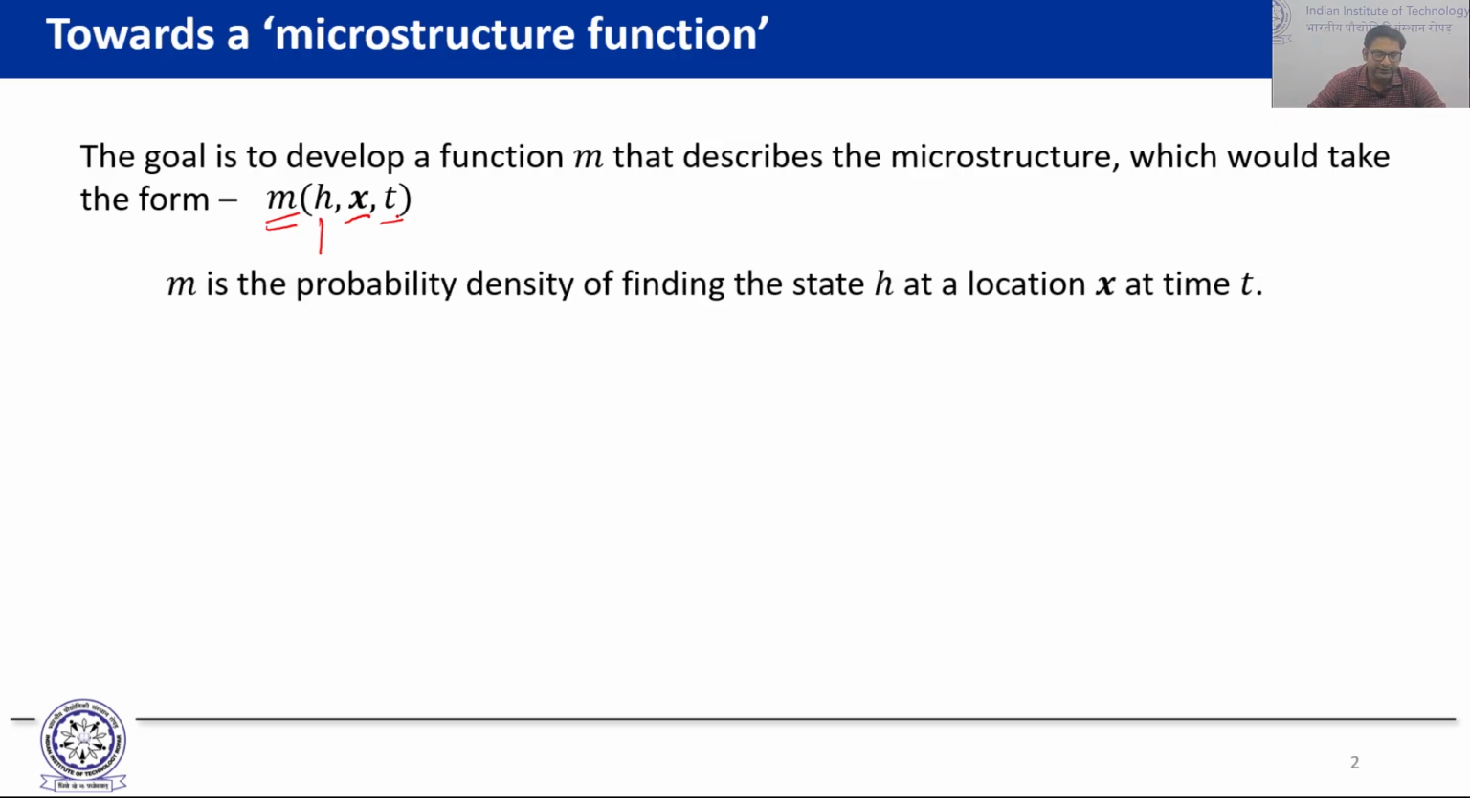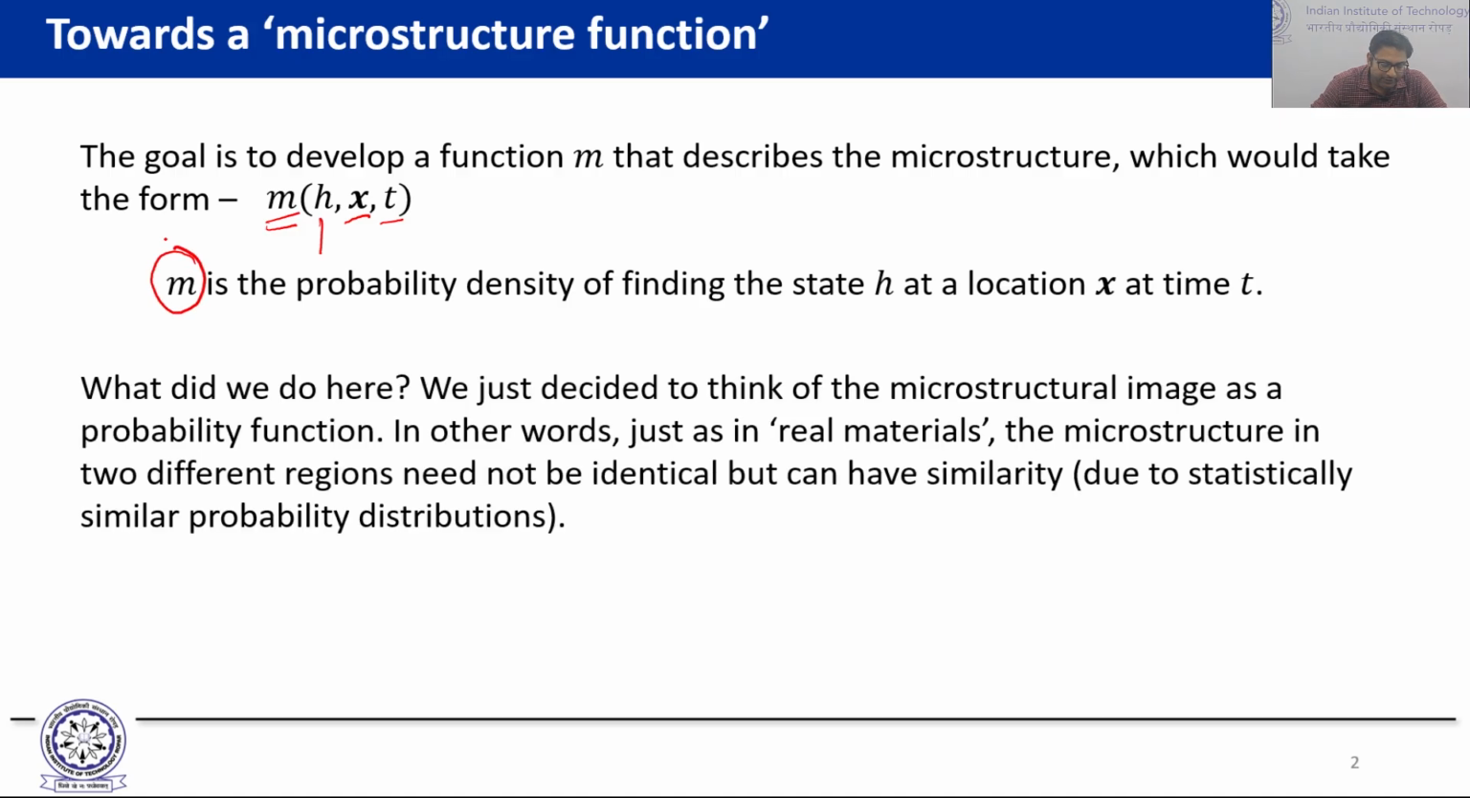Now, how do we actually think of a microstructure function? We think of the microstructure function as the probability density of finding a particular local state h at a certain location x at a certain instance of time t. So think of this like a probability density. That is an important part that we have to keep in mind. So what is it that we are doing over here? What we have done is we have just decided to think of the microstructural image as a probability function.